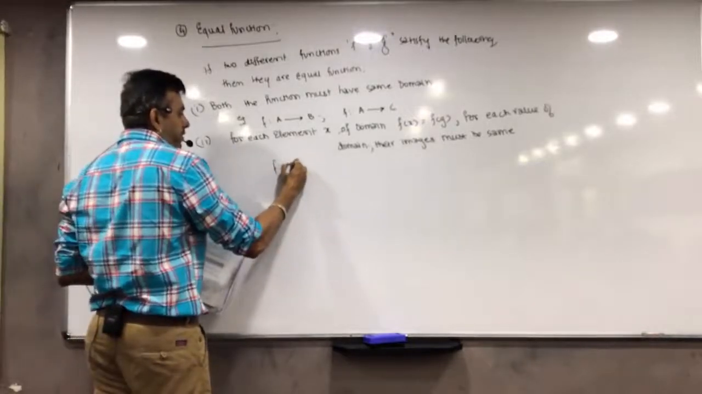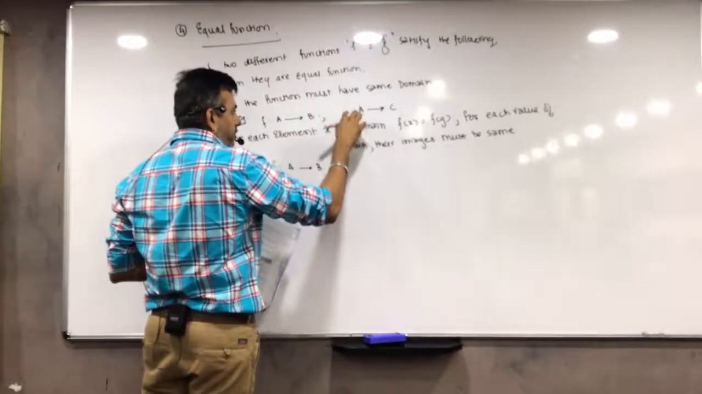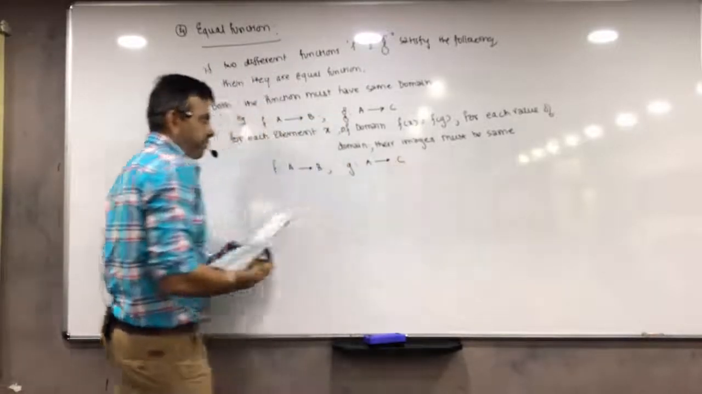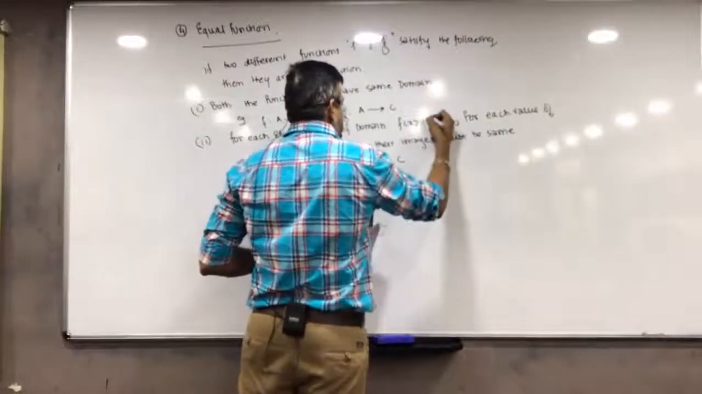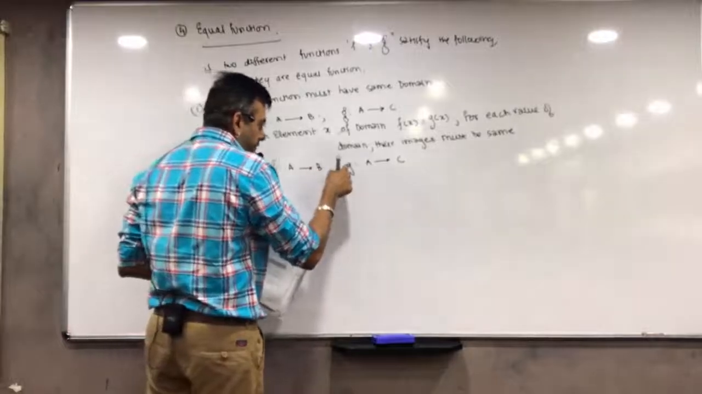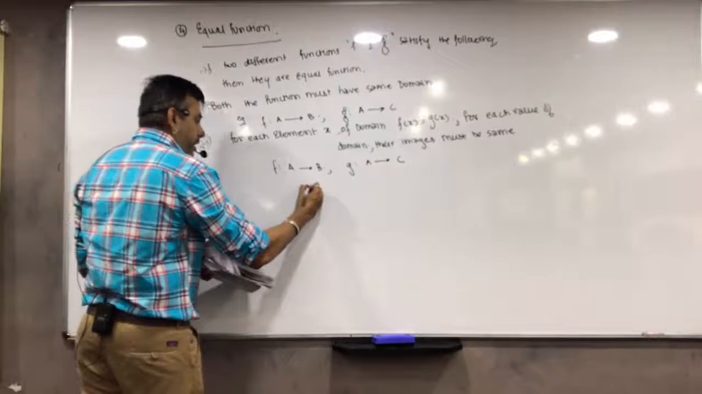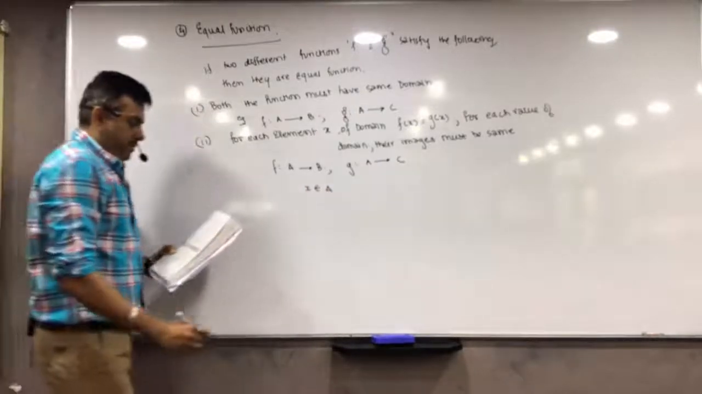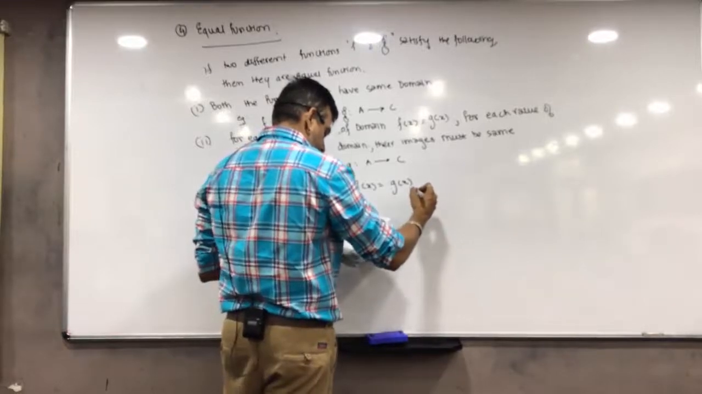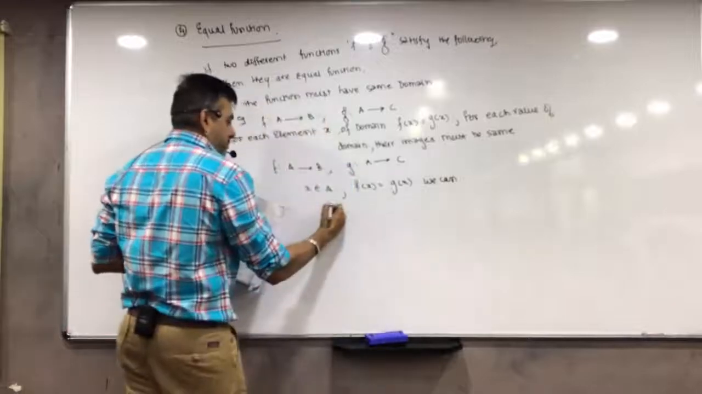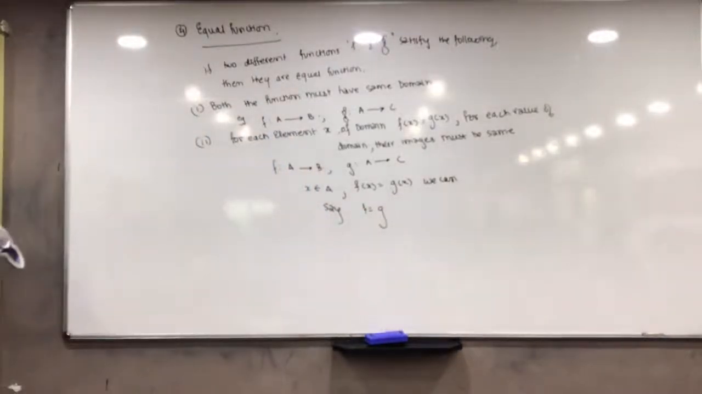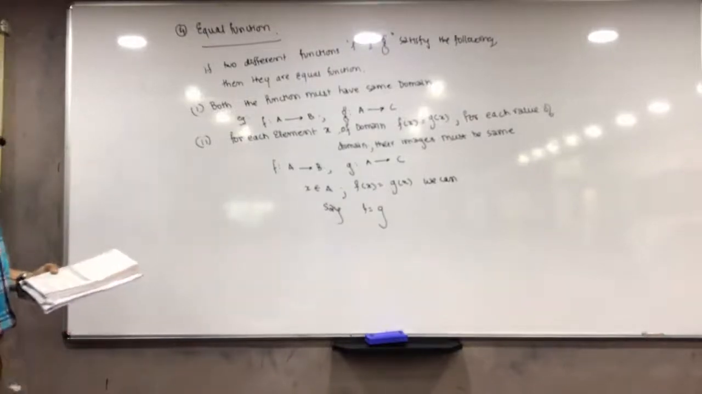So, say for example, function f from set A to set B. Sorry, this is g. And function g from set A to set C. Now, function f is set A to set B and function g is set A to set C. For x belongs to A, f of x is g of x. We can say f is equal to g. You will understand with the example in the next illustration.